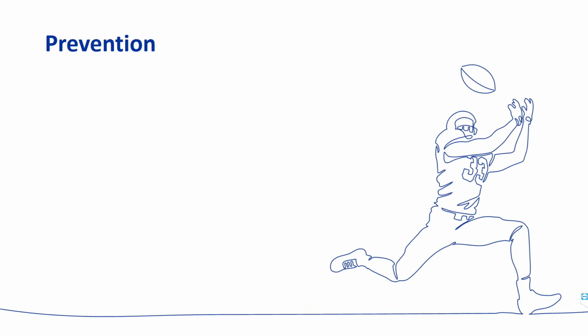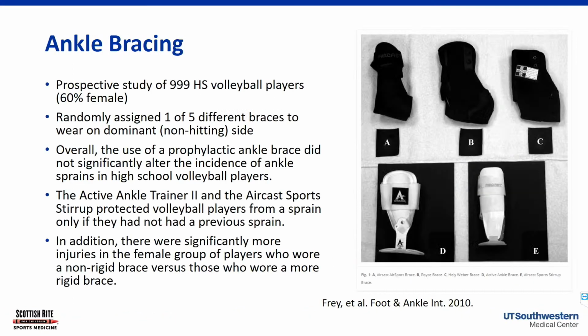So we'll close by talking about some prevention of these injuries. There have been some good studies looking at ankle bracing, so we'll go through a couple of these here. This one looked at about 1,000 high school volleyball players, 60% of them female. They were randomly assigned one of these 5 braces you see on the right, and there's quite a bit of variability in them. But they found that overall using braces didn't significantly change the incidence of ankle sprains in those volleyball players.